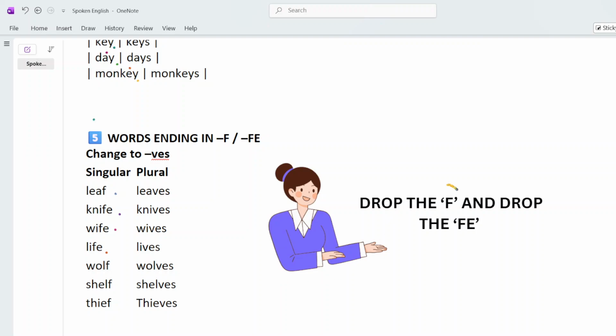So, drop the F and FE. What do you mean by drop the F? Okay, drop in the sense, not like literally dropping the F. It is just go ahead and remove the F, remove the FE. Now, after removing these letters, what are we going to do to make these words into plural form? We are just going to add this new combination of letters, that is VES.